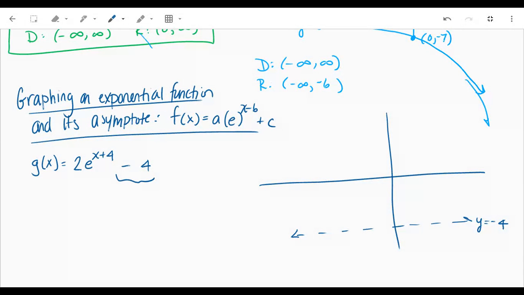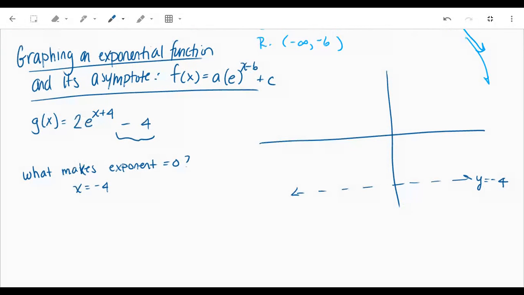Now, the next thing we need to do is figure out what makes the exponent equal 0. And if the exponent is x plus 4, that would be when x is negative 4. Okay, and the reason that we choose 0 is because if that exponent is 0, e to the 0 is 1, and that gives us some numbers that we can work with pretty easily. So that's what we want to do.